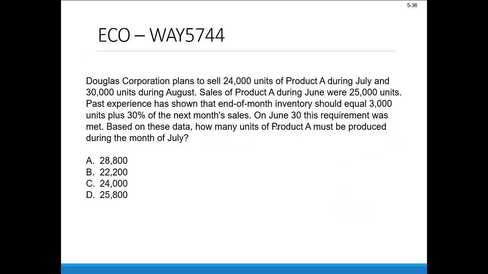Douglas Corp plans to sell 24,000 units of product A during July, 30,000 during August. Sales of product A during June were 25,000 units. Past experience has shown that end of month inventory should equal 3,000 units plus 30% of the next month's sales. On June 30th, this requirement was met. Based on this, how many units of product A must be produced during the month of July? So pause this, work through that, and then come back for the solution here.